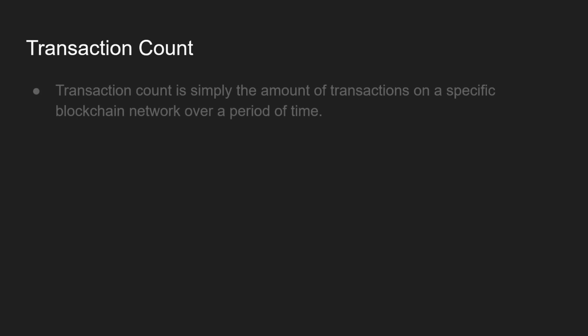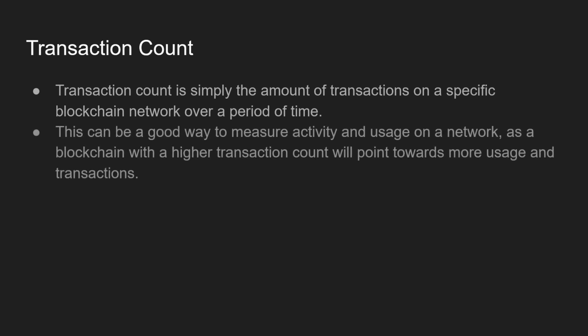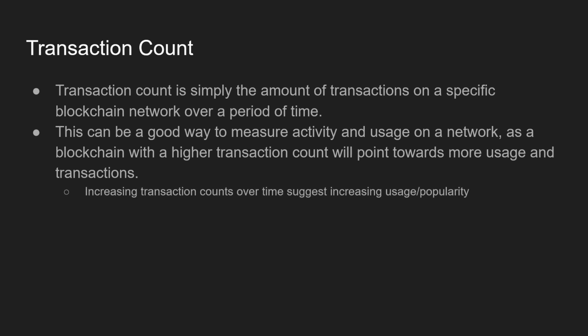The next metric we'll take a look at is transaction count. Transaction count is simply the amount of transactions on a specific blockchain network over a period of time. This can be a good way to measure activity and usage on a network, as a blockchain with a higher or increasing transaction count points towards more usage, compared to a blockchain with a lower or decreasing transaction count. That suggests there is less popularity and less usage over time.